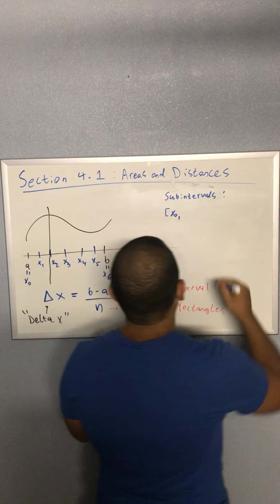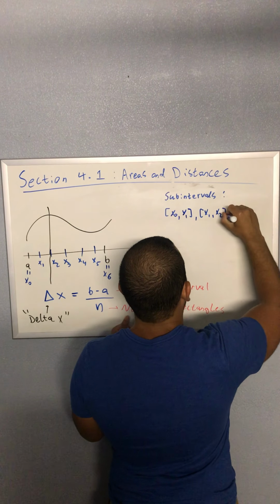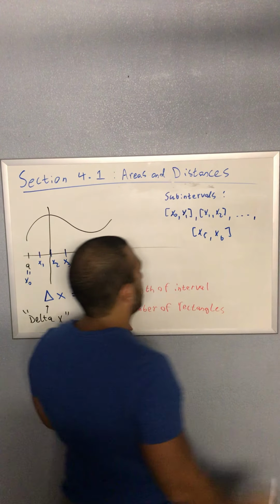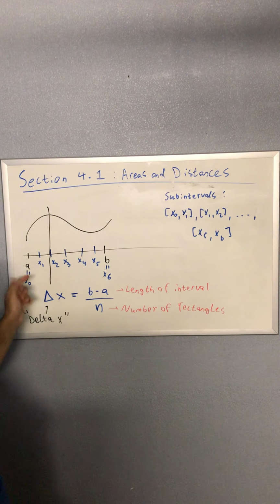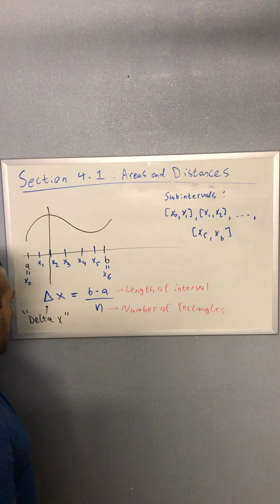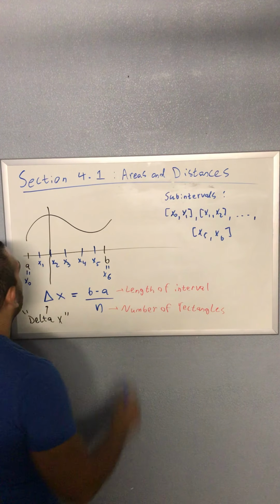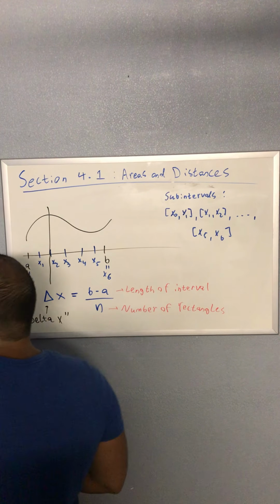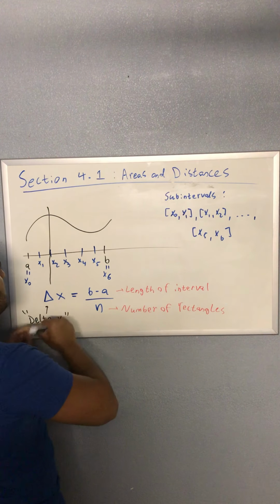So we have subintervals x0 to x1, x1 to x2, and so on, up to x5 to x6. So these are the subintervals that we get. Each of these is a subinterval that we're looking at. My drawing skills aren't the best, but they should all be the same width. And now the question is, if we just zoom in, let's look at this one piece right here from x3 to x4.